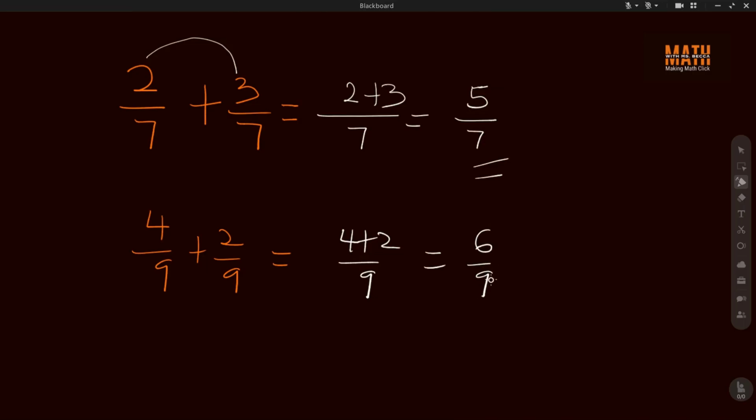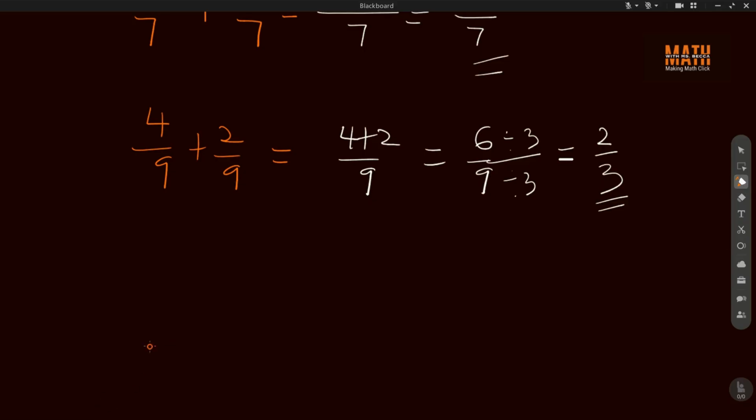So note that whenever you get your answer, you check and see if you can simplify the answer. Now we can simplify 6 over 9 because something can divide 6 and also divide 9. So here we say 6 divided by 3 and 9 divided by 3. So the final answer here will be 2 over 3. So whenever you can simplify, make sure you simplify further.